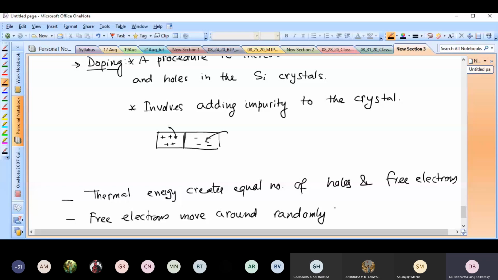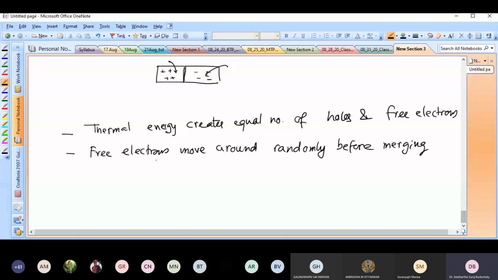Before merging into a hole. Merging into a hole. So this process is called the recombination. So the definition of recombination is the merging of a free electron and the hole.